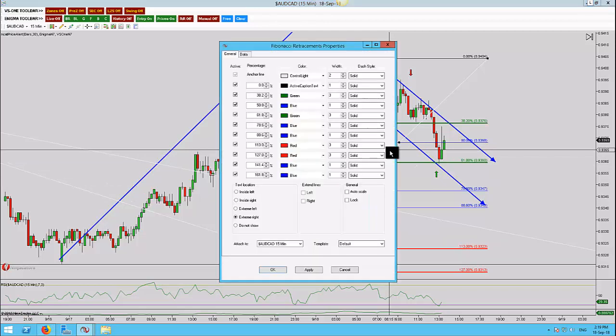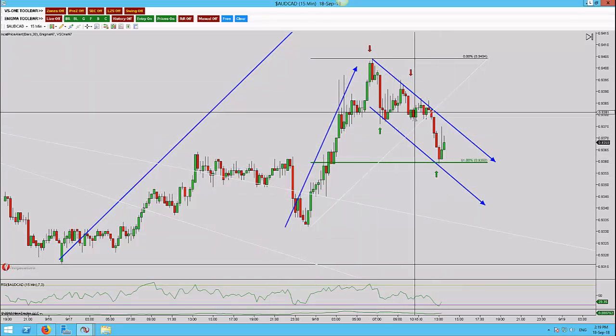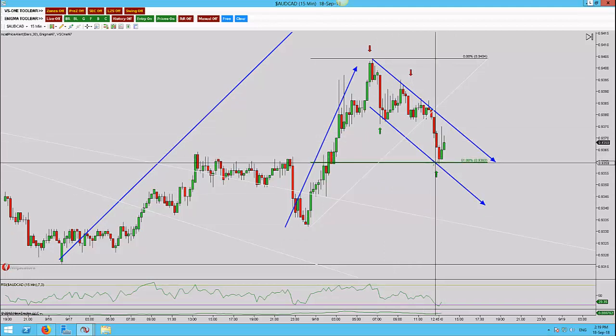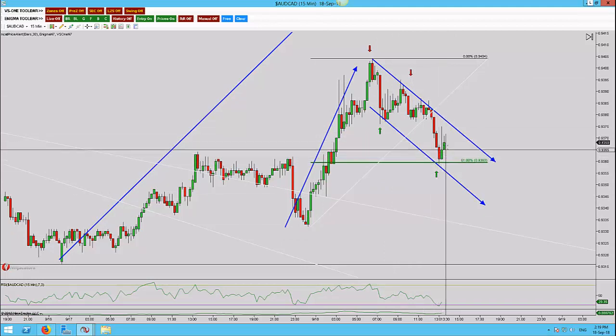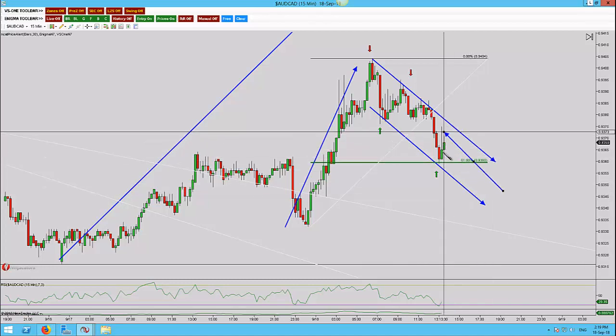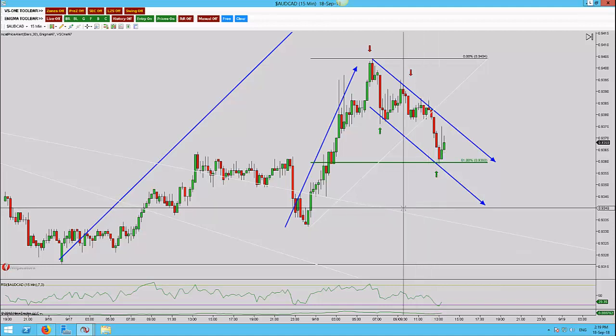Sorry guys, my mouse is on the way out and I have to click about 10 times for it to work sometimes. So one of the filters I use for the flag pattern is it has to come into a 618. It has to touch a minimum of twice on either side, and then when we come to test the trend line, we actually need to hold, and then I need a bullish candle, and here it is. It doesn't need to be a high close, it just needs to not break the trend line to the downside.